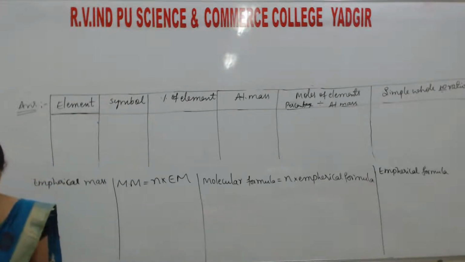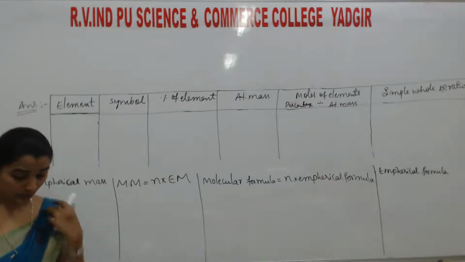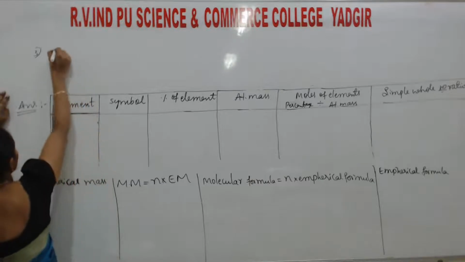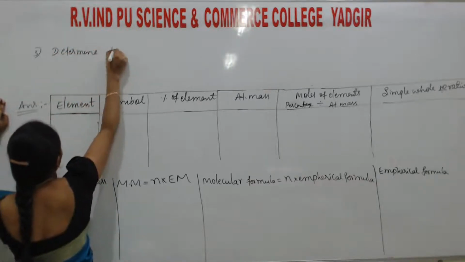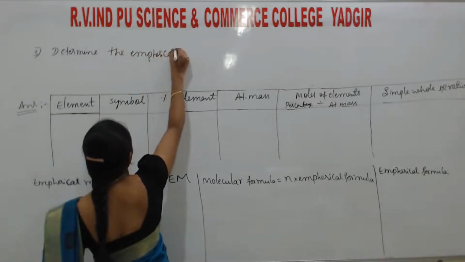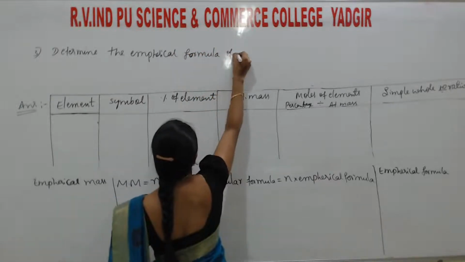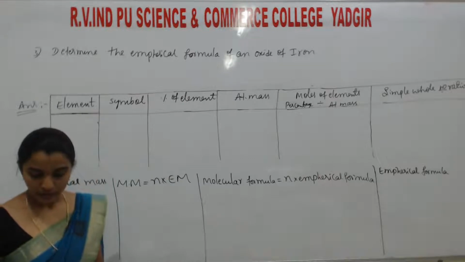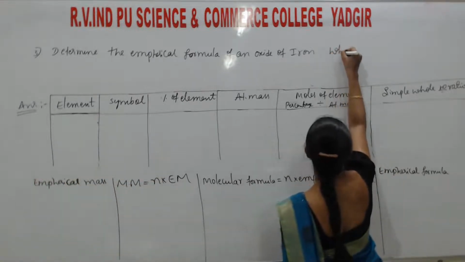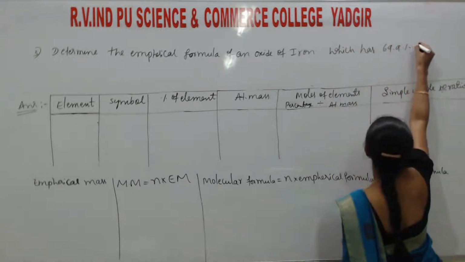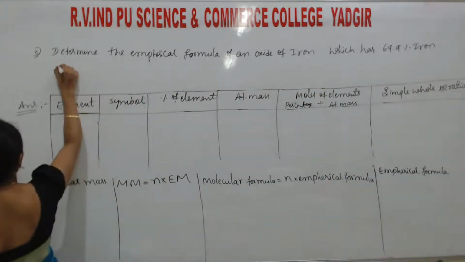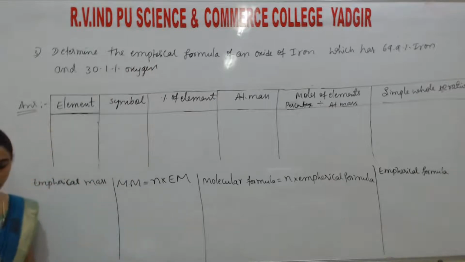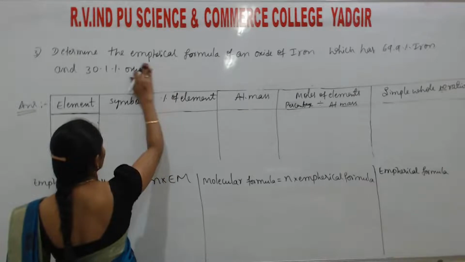Okay, so the next one is, determine the empirical formula of an oxide of iron. The oxide of iron which has 69.9% iron and 30.1% oxygen.